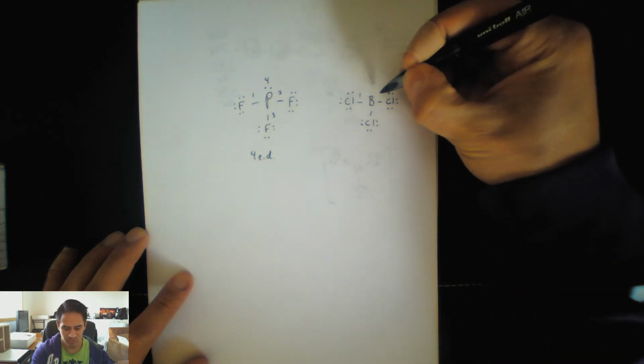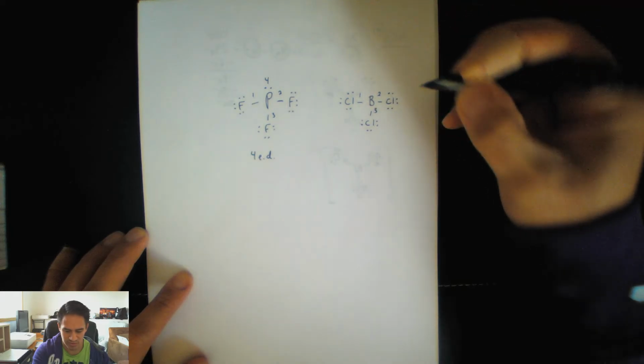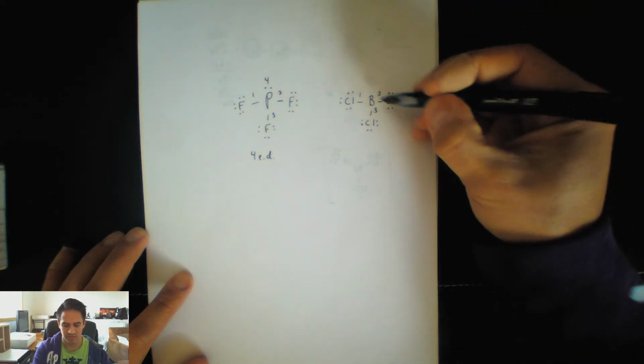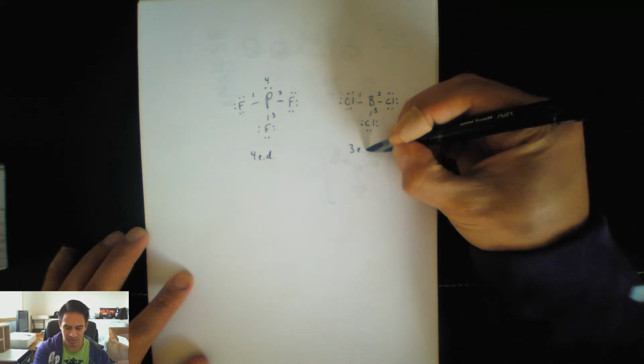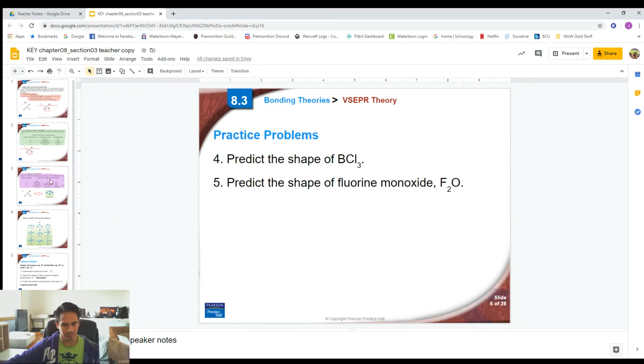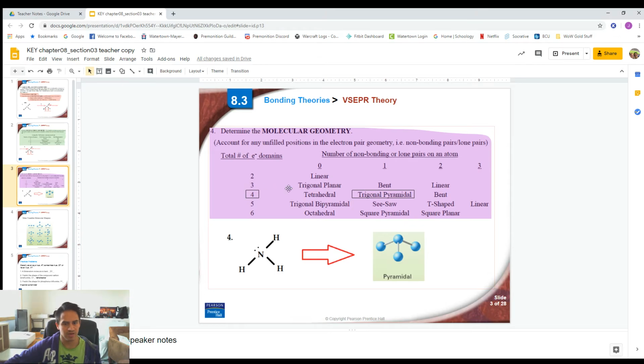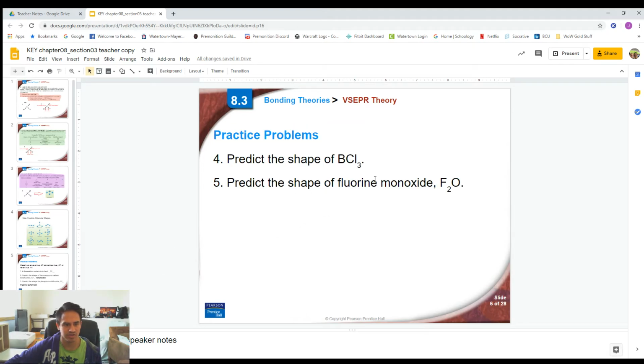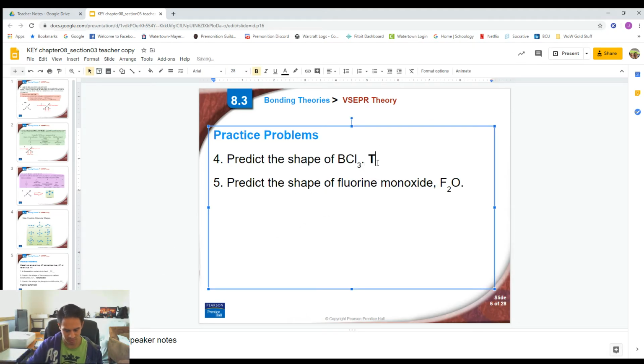If we count electron domains, we have 1, 2, 3. 3 bonds, so 3 electron domains. There are 0 lone pairs on the central boron. So let's go back to our chart. We have 3 electron domains, 0 lone pairs on the central boron. This will give us a trigonal planar shape. So this would be trigonal planar.